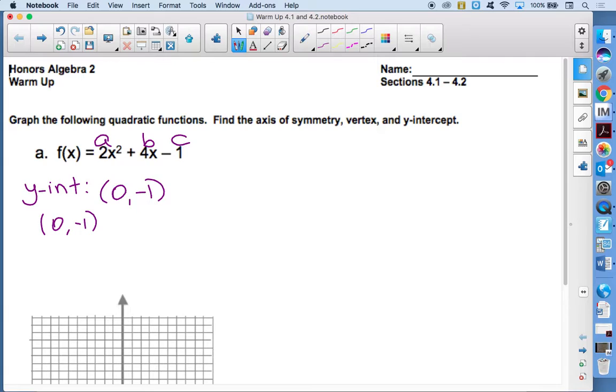What else can we find? Mitchell? The AOS. Yeah, axis of symmetry. You need that in order to get the vertex, so that's why you have to find that before you find the vertex. Mitchell, what is that formula? -b over 2a. So when we take b, it's currently 4, so now it's a -4. A is 2, so Mitchell, -4 divided by 4 is? -1. -1.